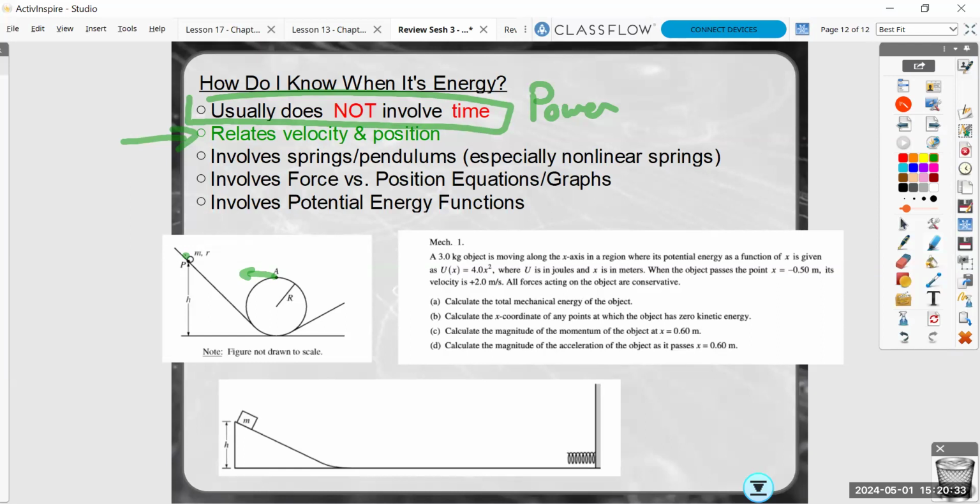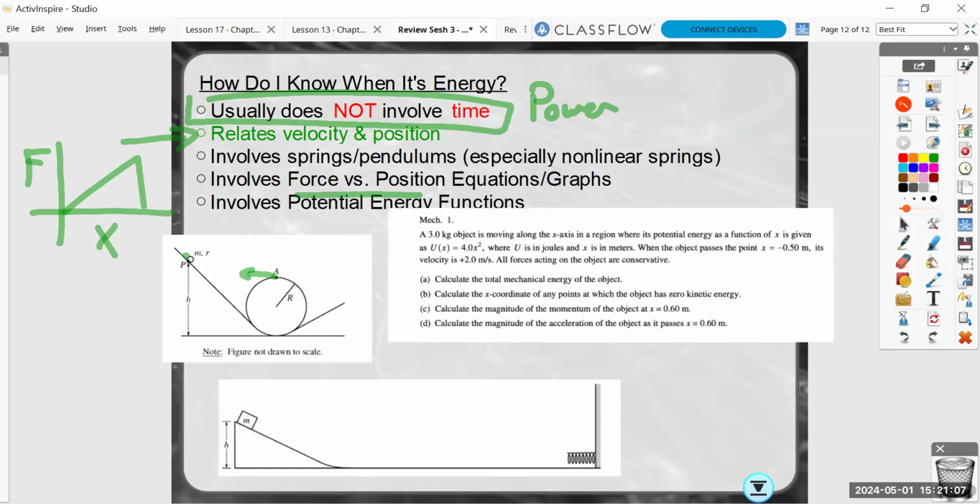Certainly if they give you a force versus position graph or a potential energy graph, that's going to be a big giveaway, right? If I have a graph of F versus x, that graph's going to tell me about my work. So here we've got one that's going to be a little energy question to figure out how fast it's going at the top of the loop. Then it turns into a forces question of centripetal forces and normal forces and how fast it has to be going to make it through the loop without falling.